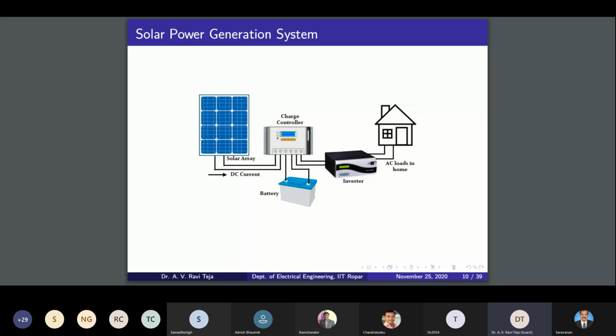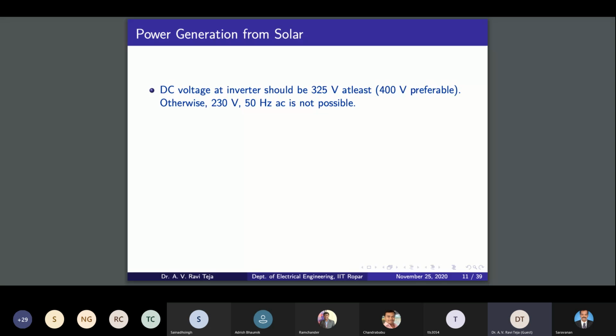So for safe margin, we generally take 400 volt DC. 400 volt DC should be there at the input side of the inverter, so that the inverter is able to generate 230 volt 50 hertz AC. Otherwise it cannot. With small voltage, it cannot generate 230 volt AC. So in the situations where the solar panels in series are not sufficient to generate 400 volt DC at the input of the inverter, you will have to use another DC to DC converter.